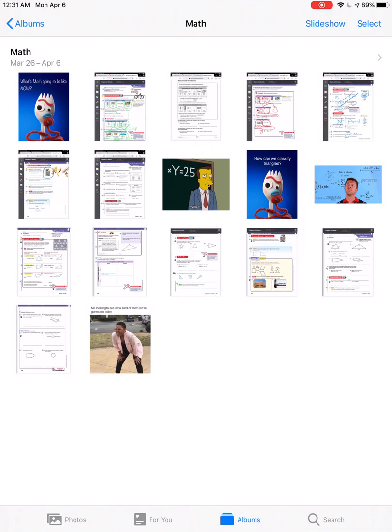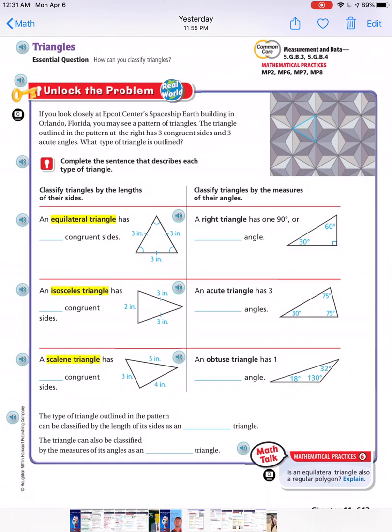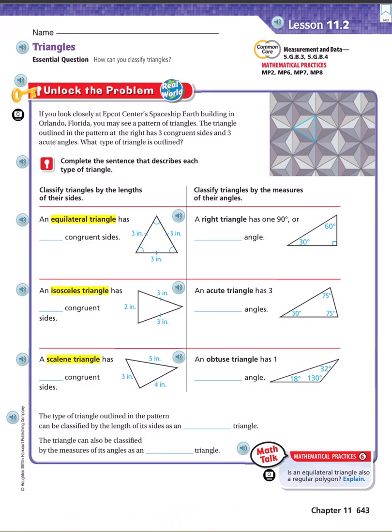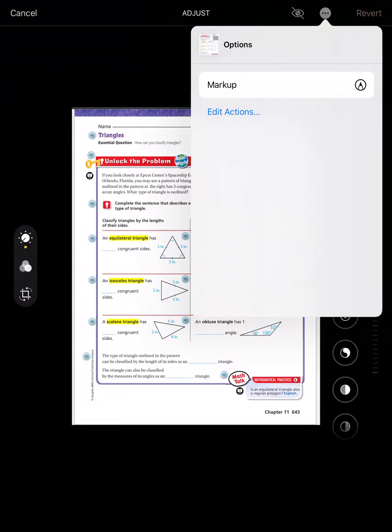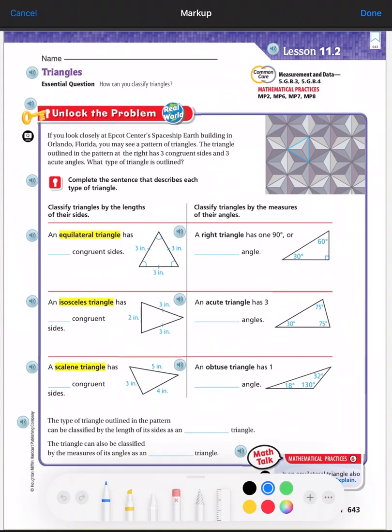Let's take a look at this. It is 11.2, and that is on page 643 in your chapter 11 book. Whether you're looking at a real chapter 11 book or an online version like I am, either way, take a look at 643. And for our essential question, let me get myself a markup tool. Yeah, we'll go with green.